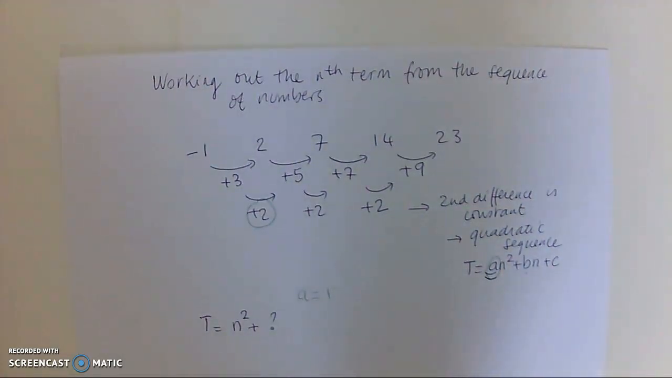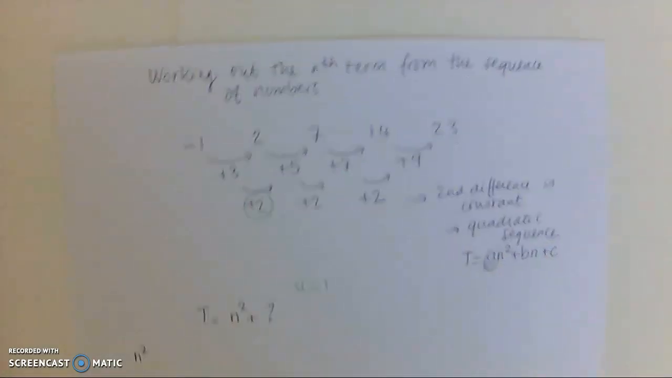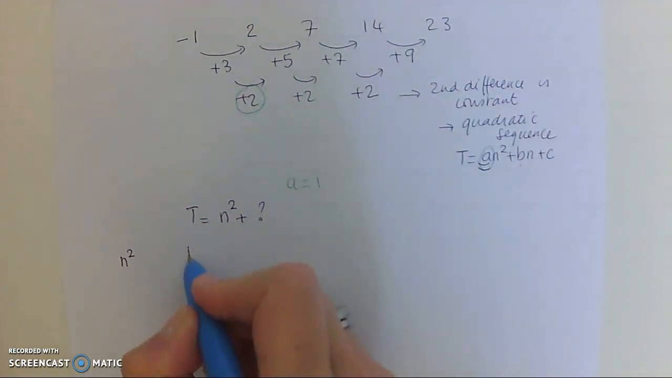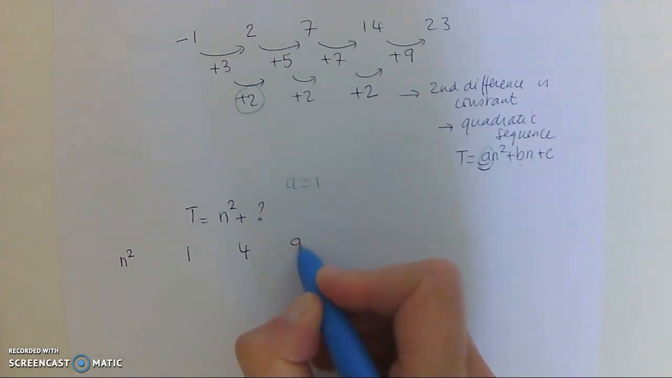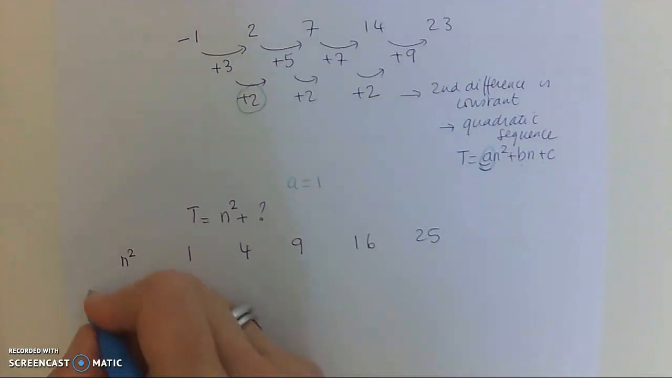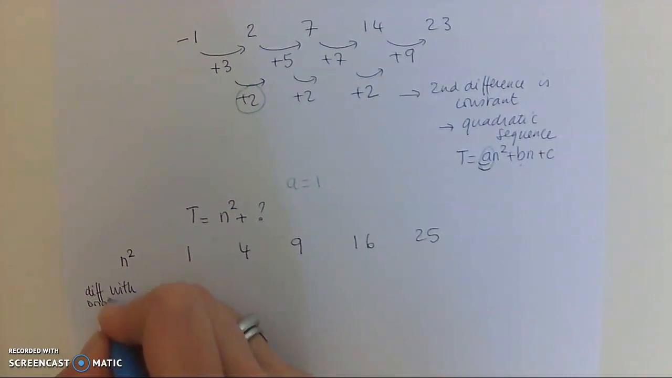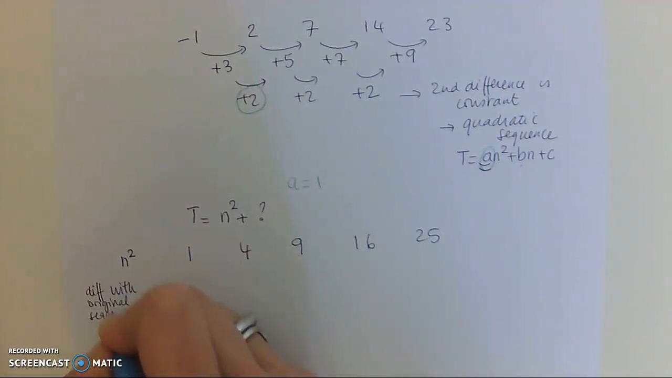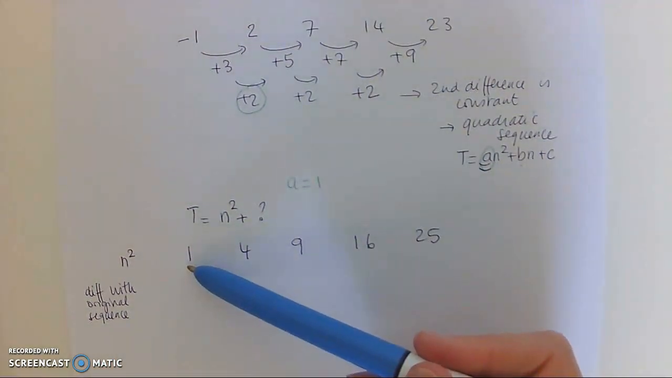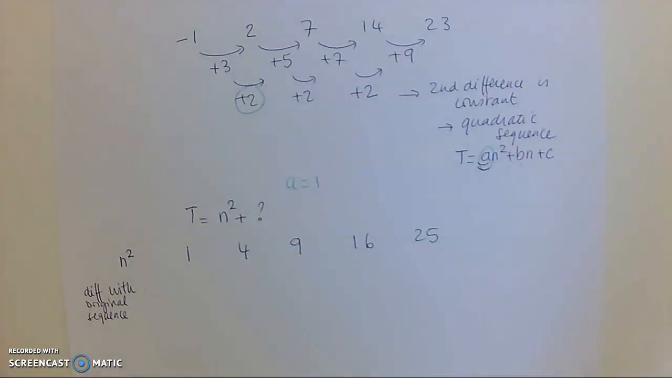So how do we find that out? Well, we first work out what n squared would be just on its own. Just on its own, it would be 1, 4, 9, 16, and 25. So now what I do is I do the difference with the original sequence. So my original, my n squared is not the same as my sequence.